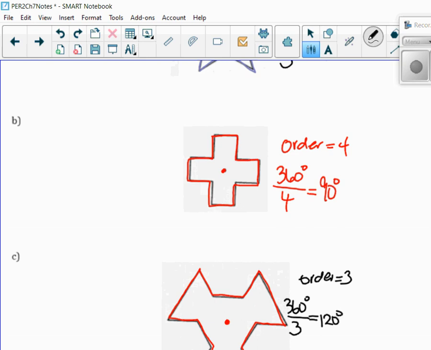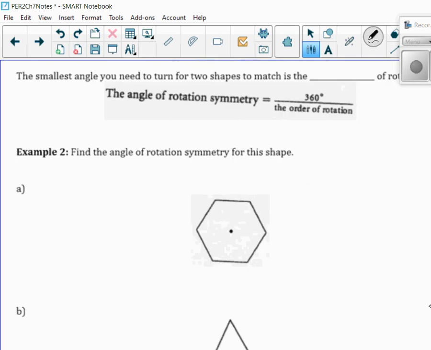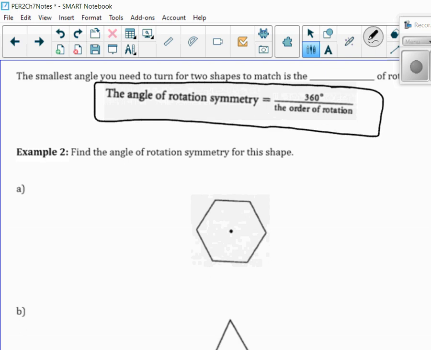So if the question asks you, what is the order? That's how many times it rotates into itself. And if it asks you for the degrees, you take 360 degrees and you divide by the order. So I would probably highlight this right here. That's the formula. So the smallest angle you need to turn for the two shapes to match is called the angle of rotation.